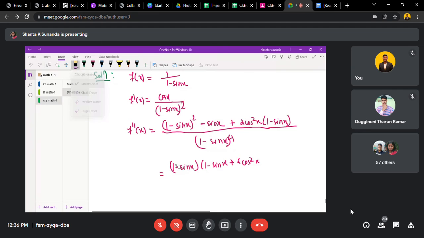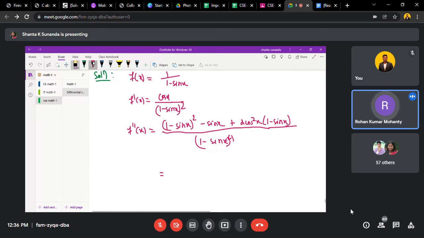So finally, how much are you getting? 2 plus sin x by 1 minus sin x whole square. Okay, this much. Now what is the third order derivative?